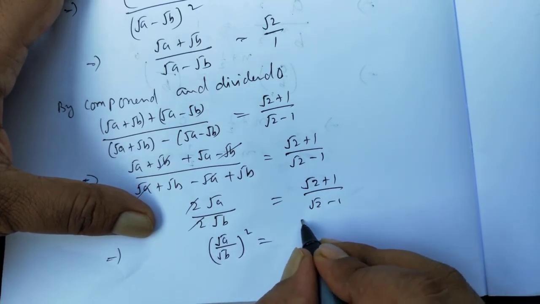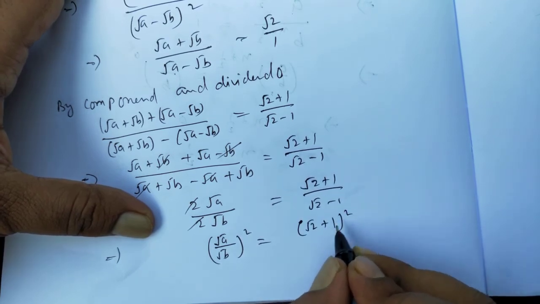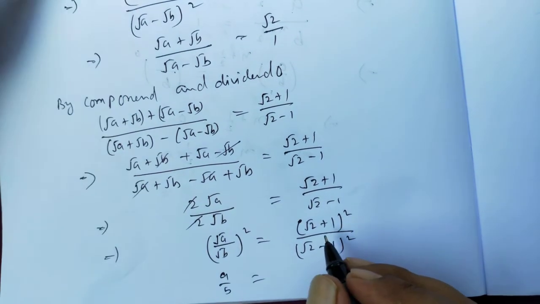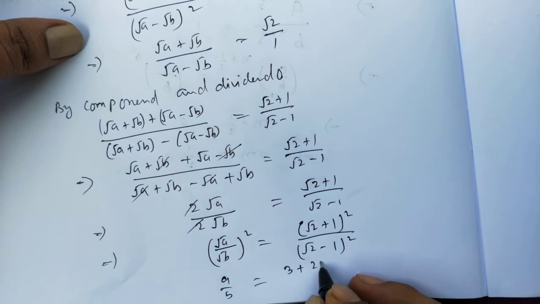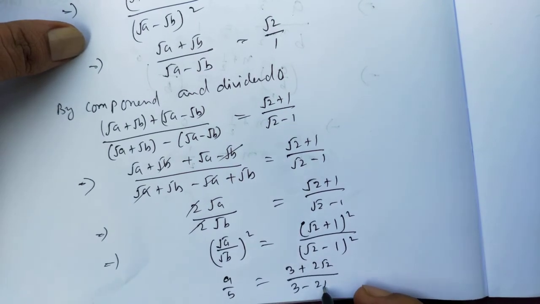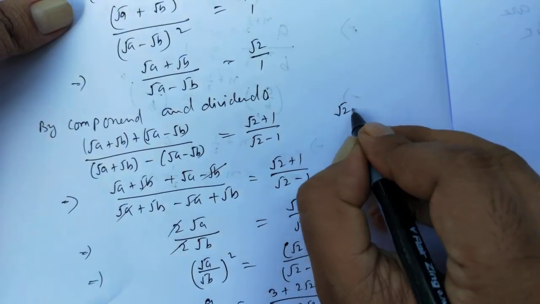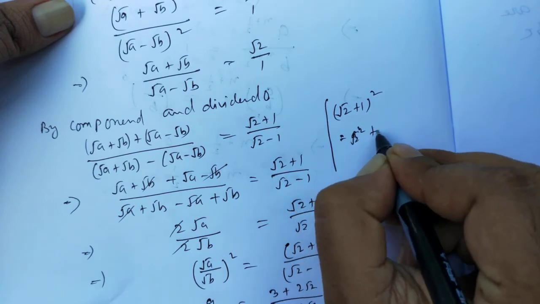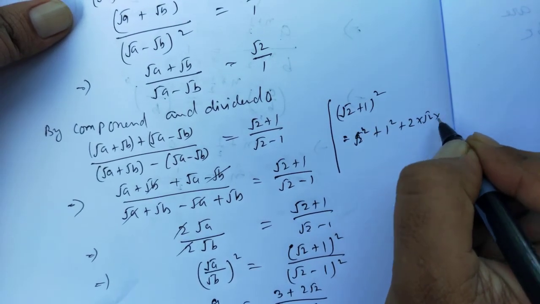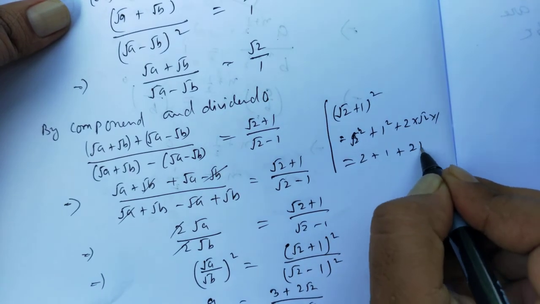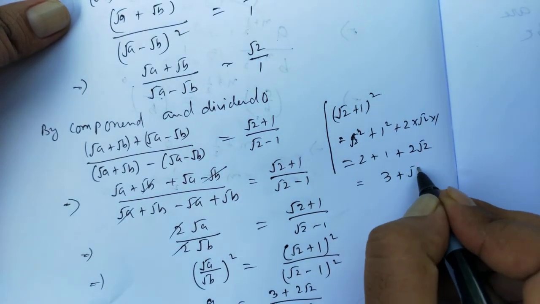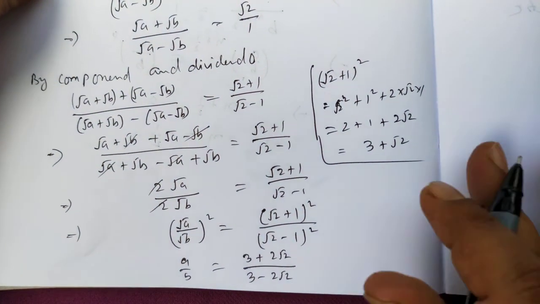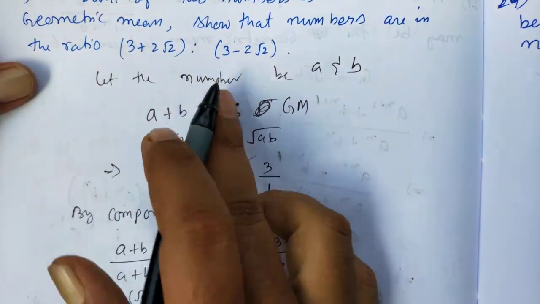So when I use the square formula, you'll get a by b, and if you square this and solve this, you'll get 3 plus 2 root 2 by 3 minus 2 root 2. Example I'm just showing here, no space, that's why I'm doing. Root 2 square plus 1 square plus 2ab, 2 into root 2 into 1, that means 2 plus 1 plus 2 root 2, that means 3 plus 2 root 2. We get like that, and if we square this, we'll get 3 minus 2 root 2. Hence we got the ratio. Hence proof.